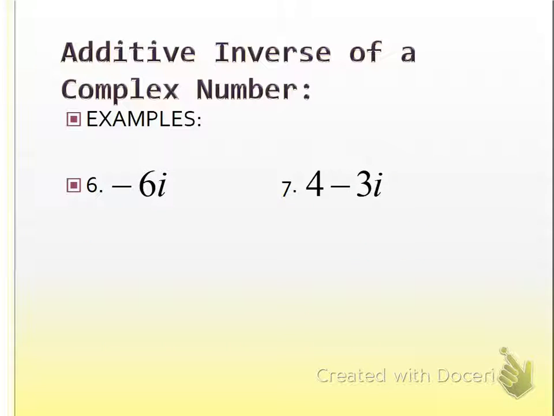Additive inverses of a complex number. To have an additive inverse, it means that you would add it to your original number to get 0. When we talk about additive inverses in the real number world, we're talking about opposites. 2 plus negative 2, those are additive inverses because they add up to 0.